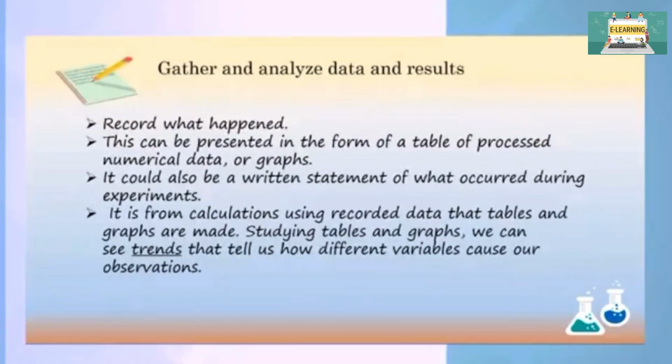The next one is when you gather and analyze data and results. You must record what happened. This can be presented in the form of a table of processed numerical data or graphs. It could also be a written statement of what occurred during experiments. It is from calculations using recorded data that tables and graphs are made. Studying tables and graphs, we can see trends that tell us how different variables cause our observations.